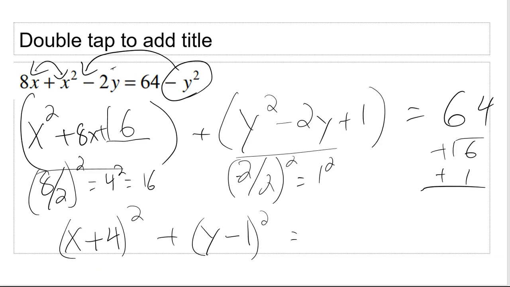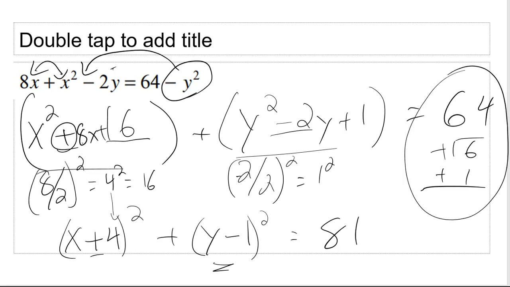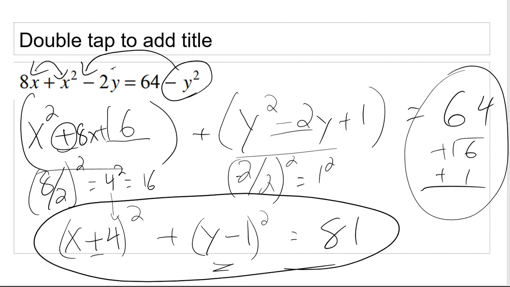64 plus 16 plus 1 also equals 81. There you go. So once again, I got the plus 4 because it's plus right here, so it has to be plus here, and half of 8 is 4, and once again, if that's 4, that's 4. Once again, this is negative 2, so that's why it's a negative 1 right here, and half of 2 is 1. And if I add all these together, I get 81. So there's my answer. And if you want to tell me more, center is at negative 4, 1, my radius is 9.